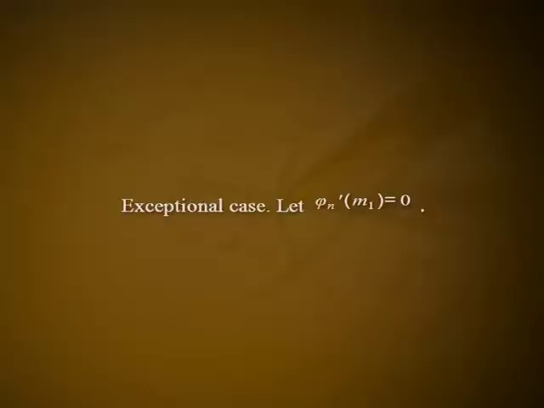Exceptional case. Let φ_n'(m1) = 0. If φ_n'(m1) = 0 but φ_{n−1}(m1) ≠ 0, then the equation c1 φ_n'(m1) + φ_{n−1}(m1) = 0 does not determine any value of c1, and therefore there is no asymptote corresponding to the slope m1.